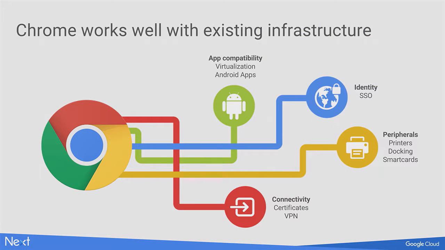If you have legacy infrastructure, and this is a lot of the work which the team has done over the last year and a half, then that legacy infrastructure works very well with Chrome devices. You can get app compatibility. You obviously have the web applications, and Android applications are coming. We have a variety of virtualization providers: Citrix, VMware, Amazon Workspaces. In terms of identity, single sign-on is supported, again through a variety of providers. Okta is one of them. Ping is another one. Peripherals, we added support for USB-C docking last year.